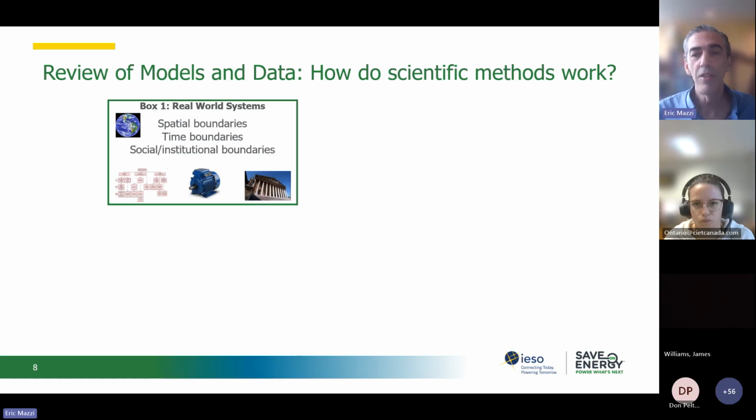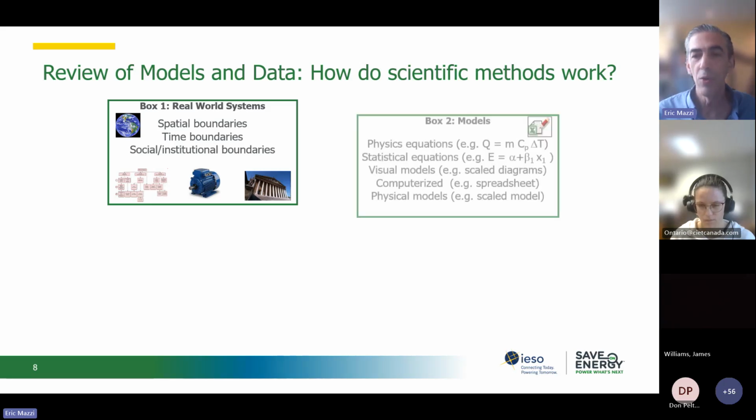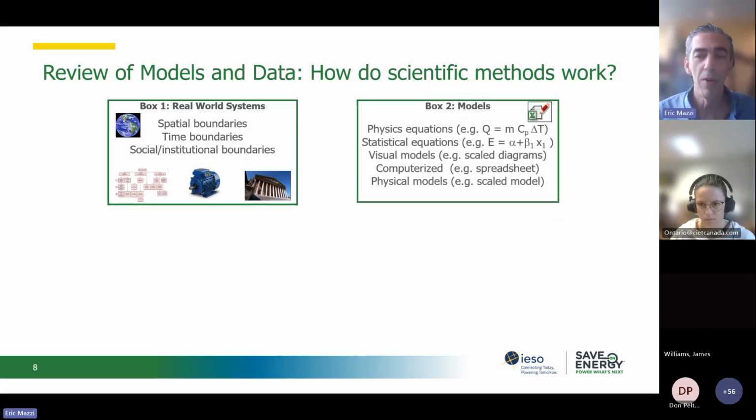Okay, so this is basic science, basic M&V. You start with what is the real world system, right? We already mentioned M&V, one of the basics: what's your measurement boundary? What's your system boundary? And then we're going to use models. Well, what are models? There's all different types of models. You can do physics equations, statistical equations such as regression. You can use visual models. You can use computerized spreadsheets, just in the form of a bunch of numbers representing a real world system.